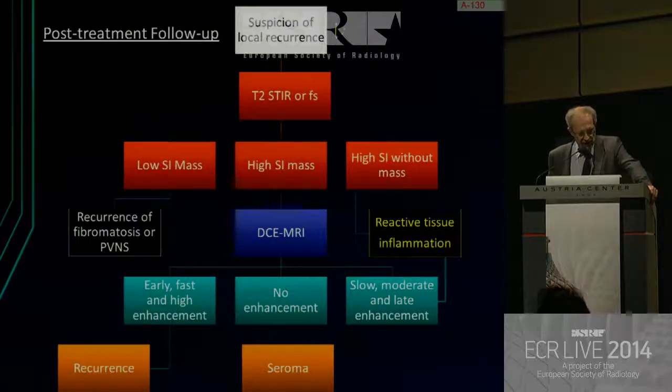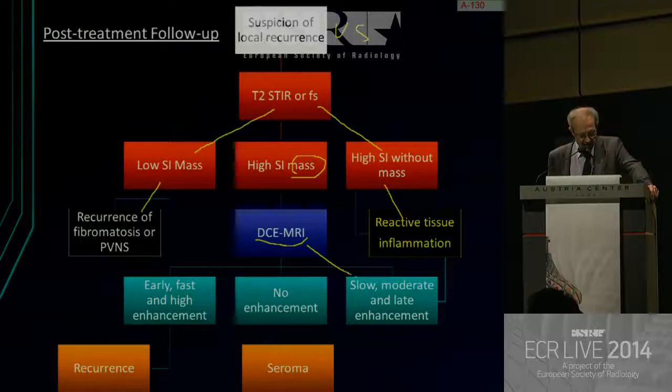When you have on ultrasound a lesion, you send the patient to MRI, you do a T2 stir, and when you see a low signal intensity mass, think of recurrence of fibromatosis or pigmented villonodular synovitis. When you see a high signal intensity but with no mass, then it's probably reactive tissue or inflammation. When you have a high signal intensity mass, please do dynamic MRI. The reactive tissue will have slow, moderate, and late enhancement. A seroma will have no enhancement, and a recurrence will have early and fast enhancement.